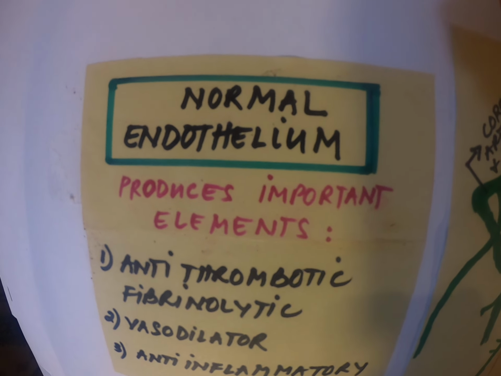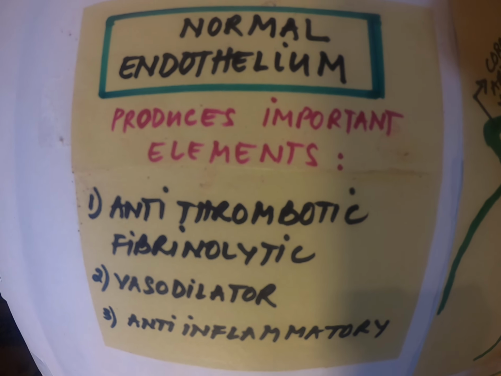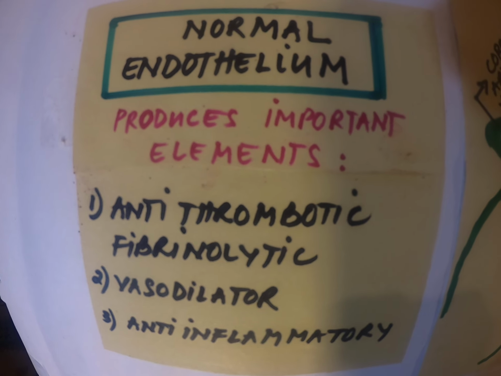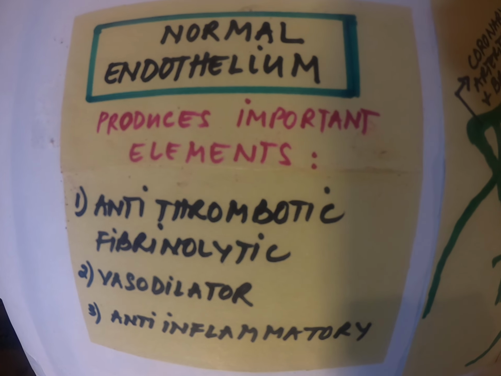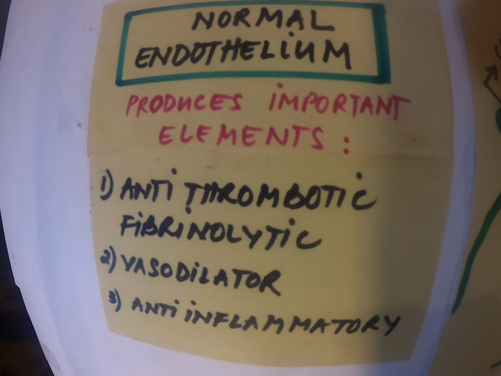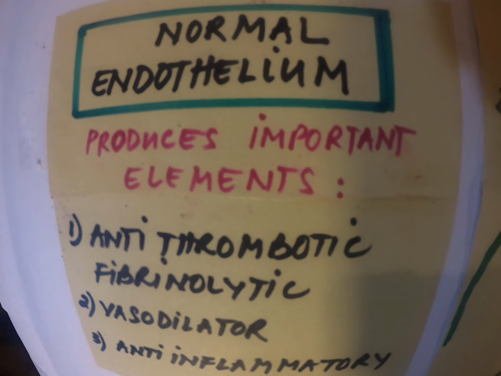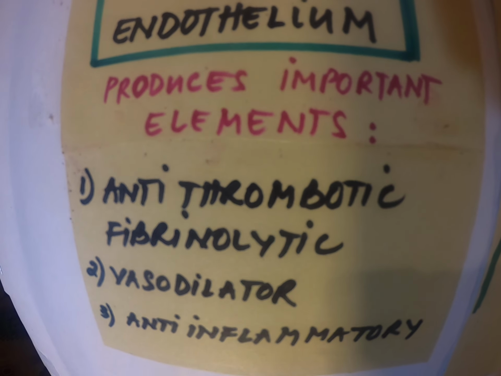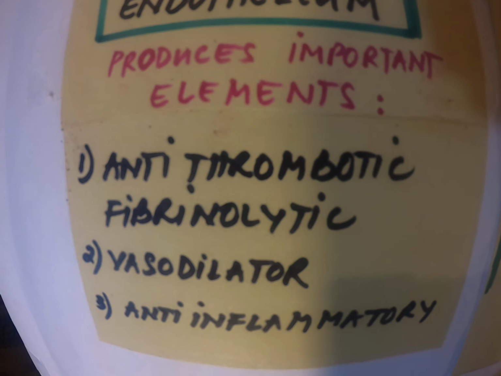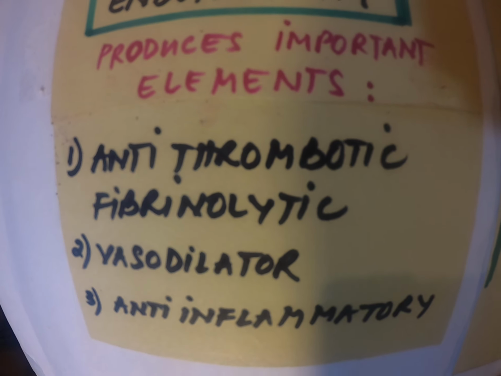The endothelium is very important because it produces very important elements. So, antithrombotic. That means the endothelium will produce heparan sulfate, thrombomodulin, and we also have plasminogen activators. They all prevent the endothelium from having clots. Fibrinolytic means if there are small new clots, then they will be dissolved by the elements I mentioned.